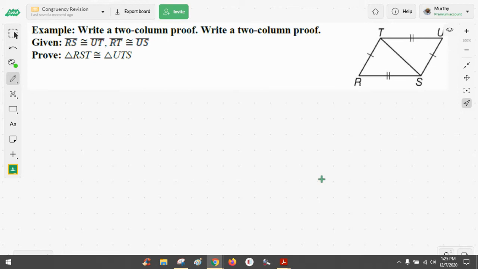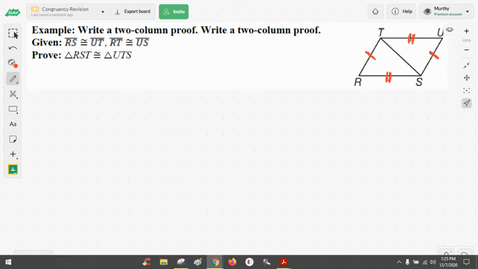So write a two-column proof. Given RS is congruent to UT. Please always read the question carefully and then mark the parts. If it is already marked, let me mark it again. RS is congruent to UT, therefore UT is here. And RT with a single stroke and US, these two are marked.